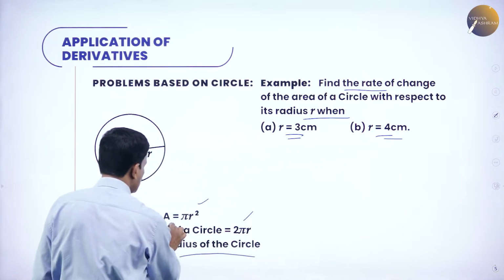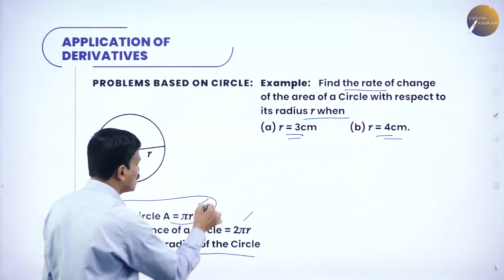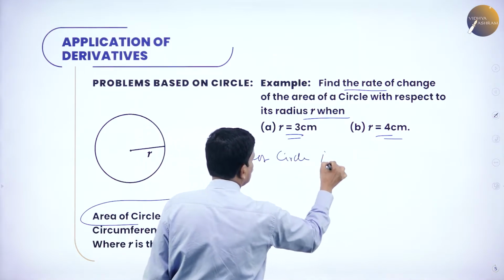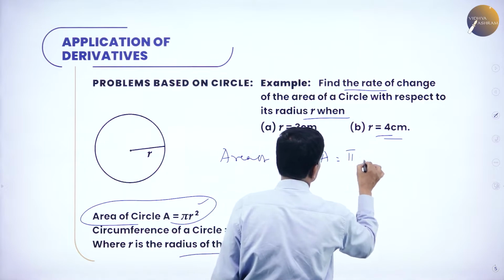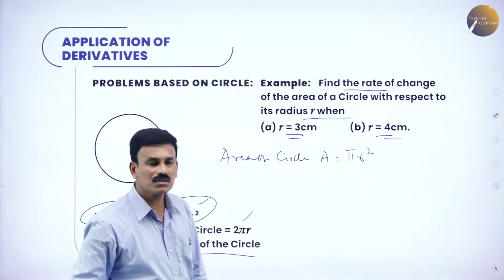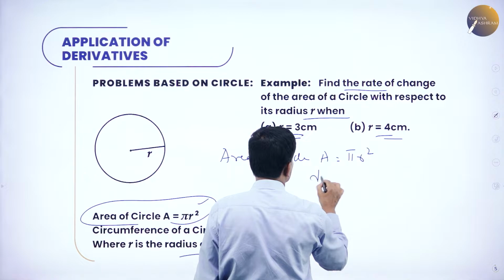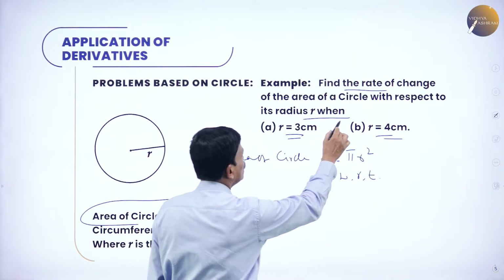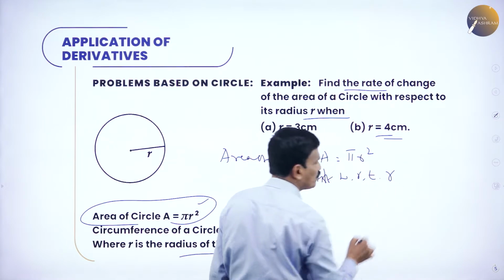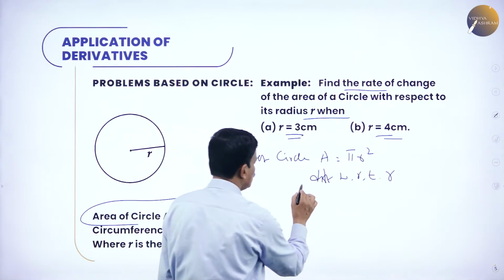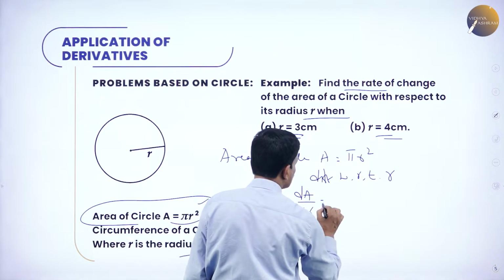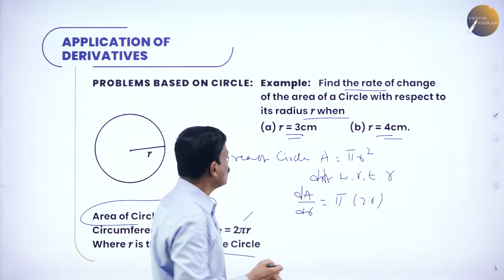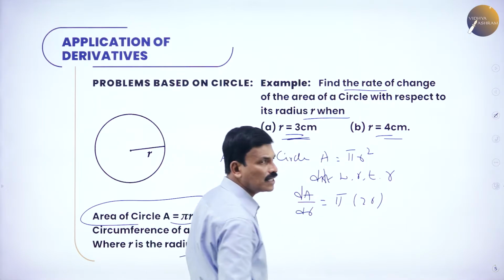Now write down the area of the circle. What is the formula for the area of the circle? Area of circle A is equal to pi r square. Now differentiate with respect to radius, that means differentiate with respect to r. Then you will get dA by dr is equal to pi into differentiation of r square is 2r. Now substitute the value of r is equal to 3 and r is equal to 4.